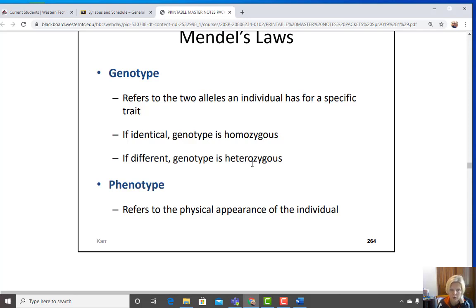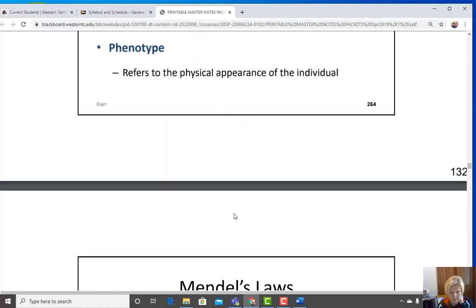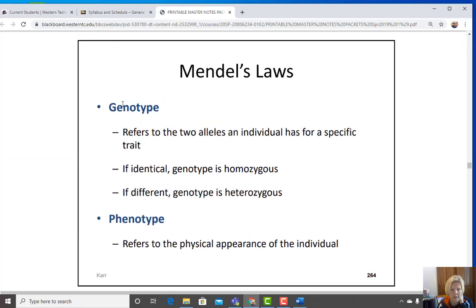So phenotype starts with PH, think physical appearance. And genotype is genetics, what alleles are present that I can't necessarily see by looking at that individual.